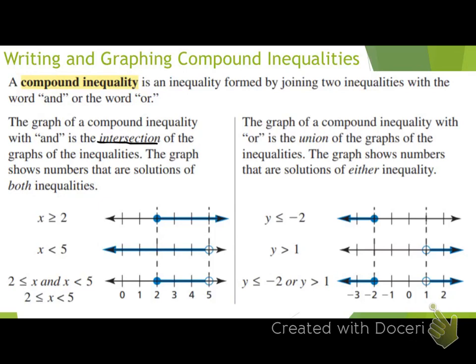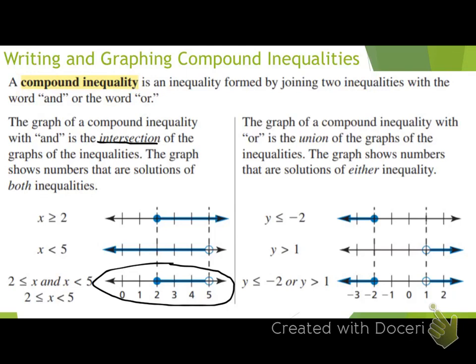X is greater than or equal to 2 is shaded to the right. X is less than 5 is shaded to the left. If I stack those 2 graphs on top of each other, the shaded region where they're the same is right between those 2 points. So this is the actual graph of our and compound inequality. There's no arrows or anything because the shaded region was not the same outside of this point, was it? There's no shading for x is greater than or equal to 2 out here, is there? There's no shading outside of this point because there's no shaded region for x is less than 5.